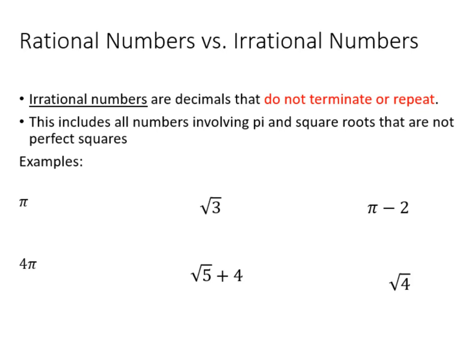Irrational numbers are decimals that do not terminate or repeat. And this includes all numbers involving pi or square roots that are not perfect squares. Now, in our example, both pi and 4 pi are irrational numbers because they include pi.